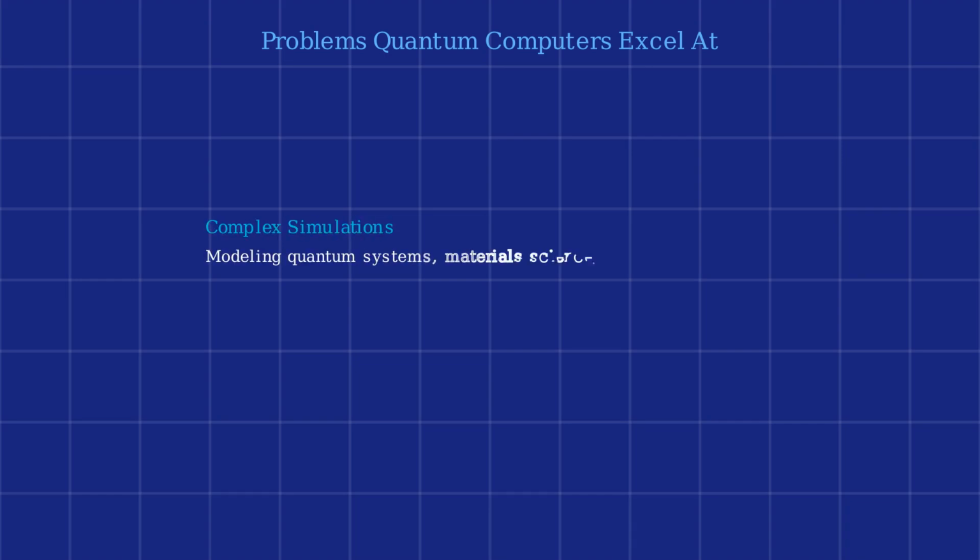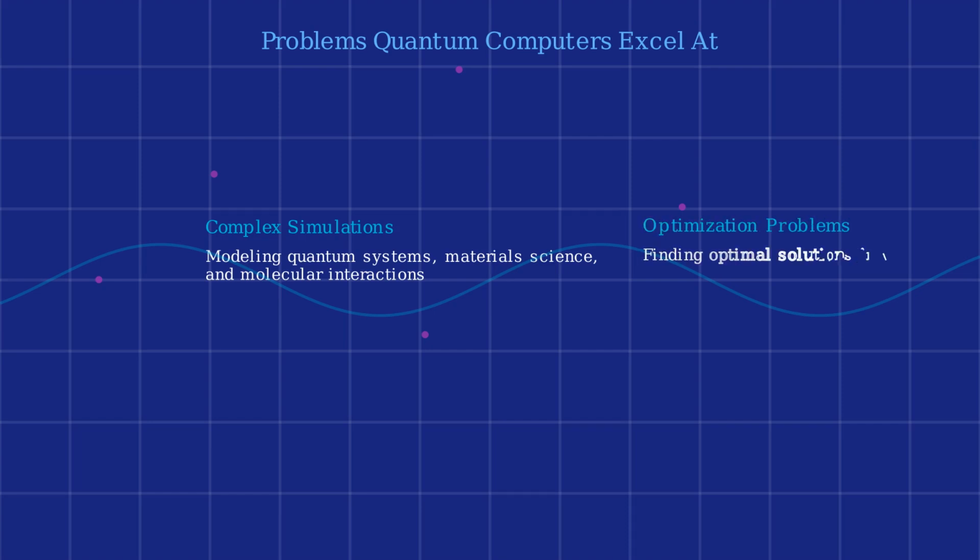Quantum computers excel at complex simulations, like modeling quantum systems and molecular interactions, which would take classical computers centuries to compute. They can solve optimization problems in logistics, finance, and manufacturing by exploring vast solution spaces simultaneously.